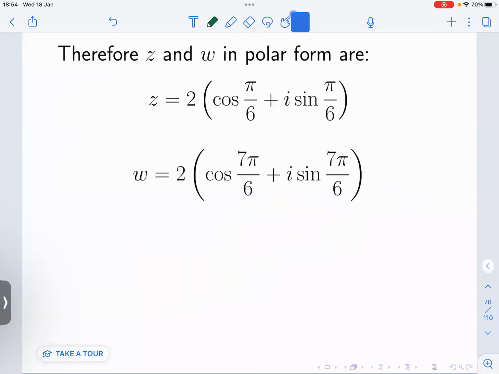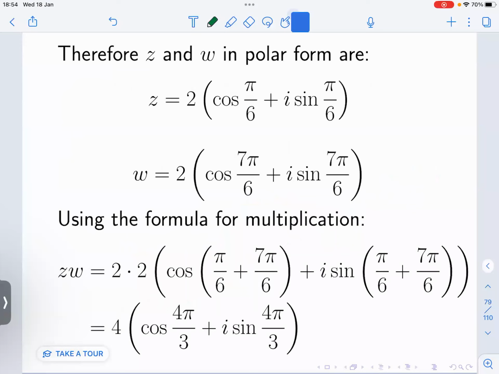Thus, in polar form, again, the idea is to take the product of the two moduli and then add the arguments. The arguments here are pi over 6 and 7 pi over 6. So you add them, and then this simplifies into 4 cos 4 pi over 3 plus i sin 4 pi over 3.